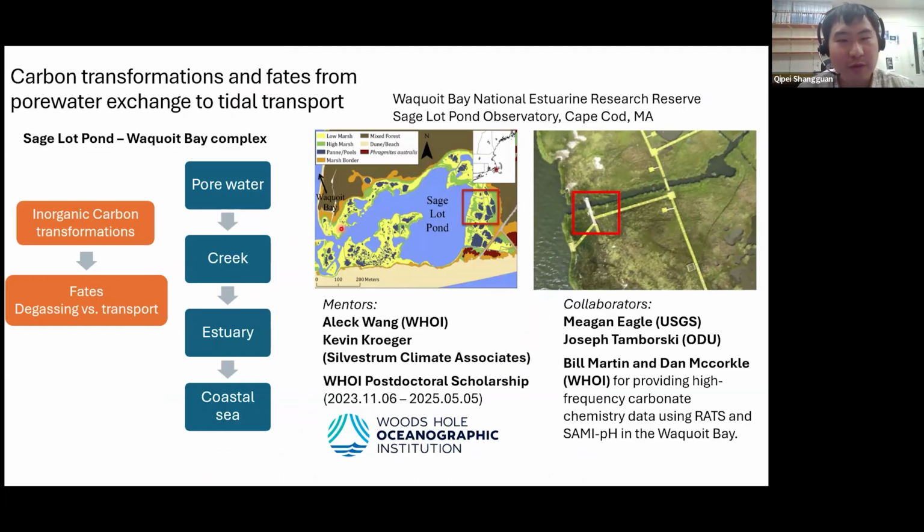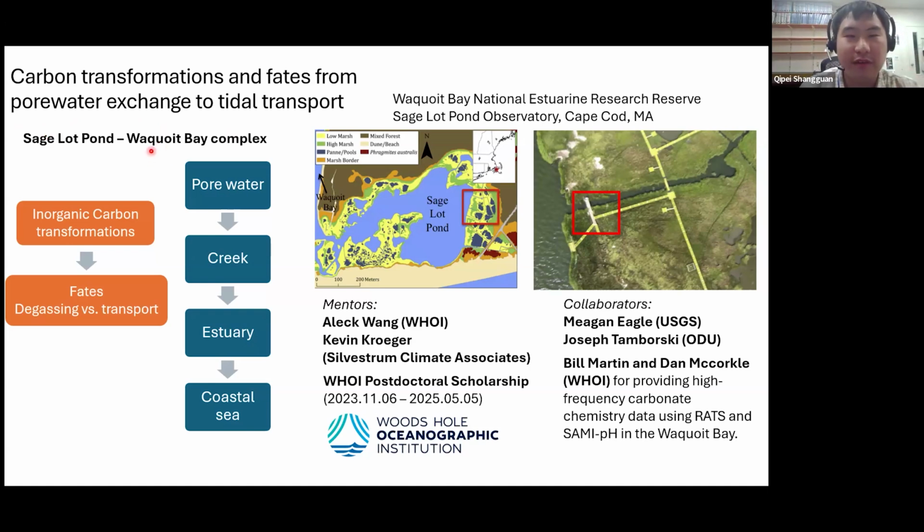I'm Qipei, I'm from Woods Hole Oceanographic Institution, and I'm excited to share the most recent analysis from this project. I'm going to use the Sagelot Pond Wuquo Bay complex. Sagelot Pond is a salt marsh ecosystem in Massachusetts, and Wuquo Bay is the estuary next to it.